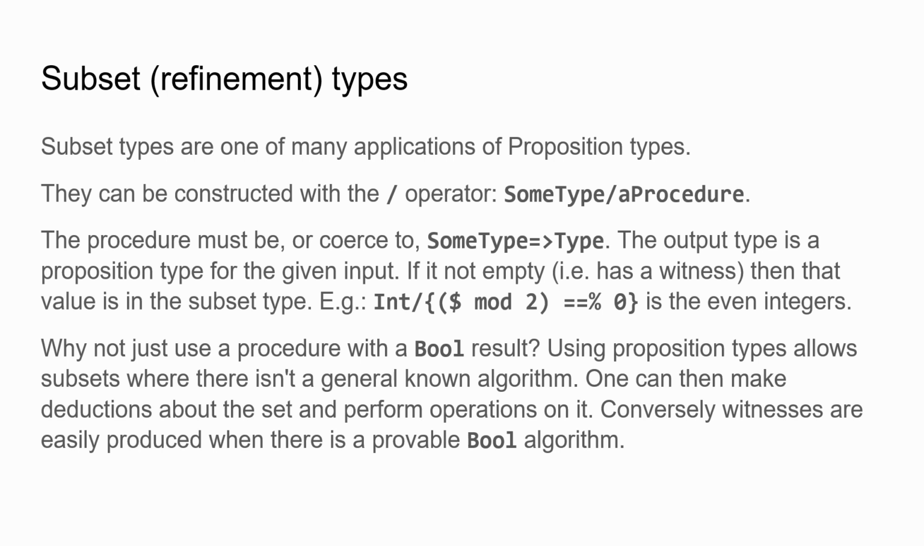So here's an example: int slash $mod2, the input to this procedure, is equal to 0.